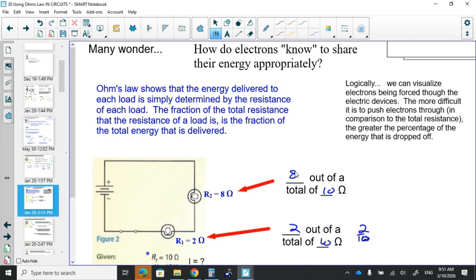2/10 of energy dropped. Whatever, something like that, right? And let's move on.